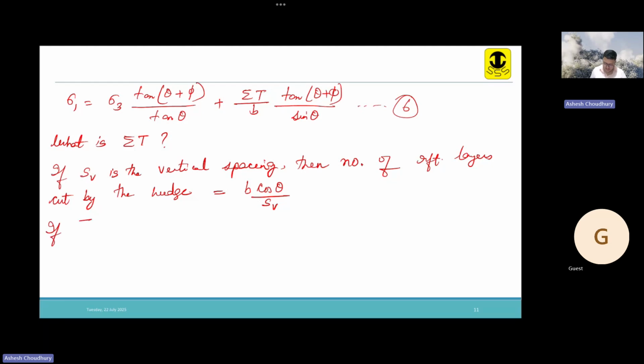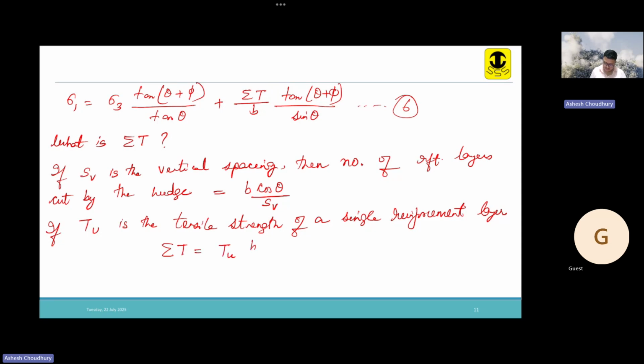If U is the tensile strength of a single reinforcement layer, then T is this. So this is called the rupture capacity.